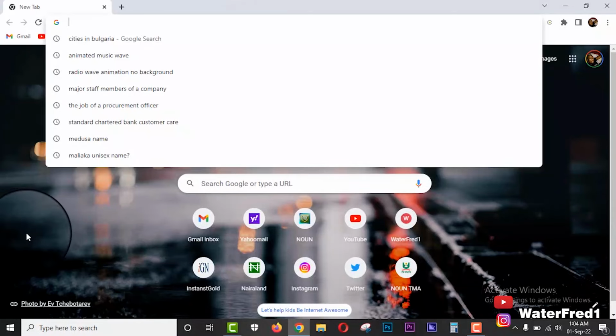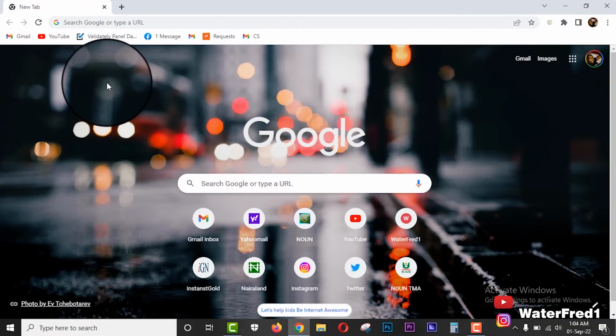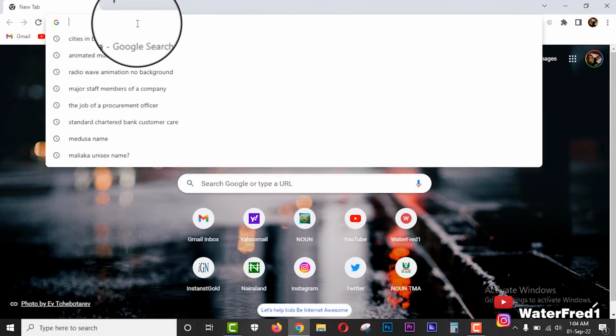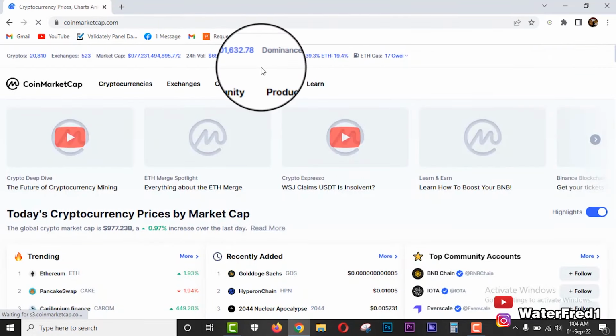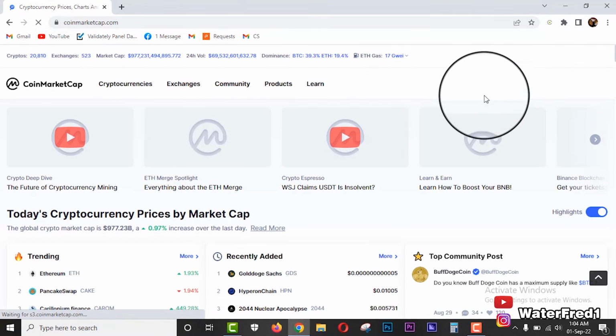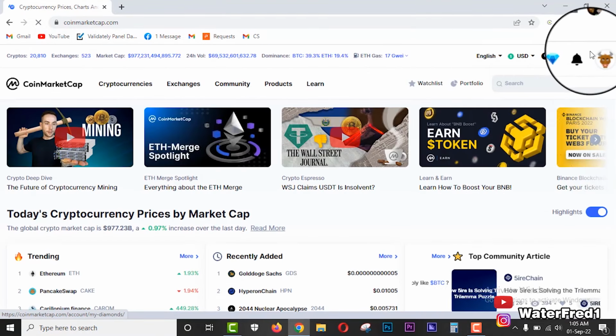Without wasting further time, let me go right onto my computer screen and let me show you exactly how I do this. So the first thing we are going to do right now is to head over to this website called coinmarketcap.com. So once it loads up, please sign into your account. From here, I've created an account and I've signed in.